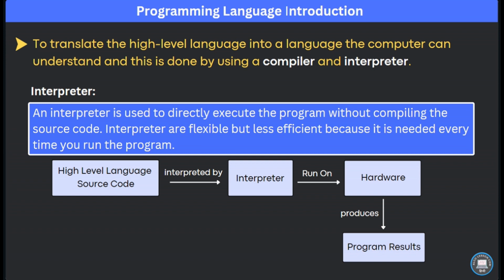In the case of an interpreter, you execute the program directly without compilation. So it is less efficient because you have to interpret it again and again. Okay, so let's understand the flow. The high level programming language is written, and that source code is given to the interpreter. The interpreter interprets it and runs it directly on the hardware, and based on the instructions given to the application, the hardware performs those instructions and produces a result as output. So this is the basic working of an interpreter and a compiler.